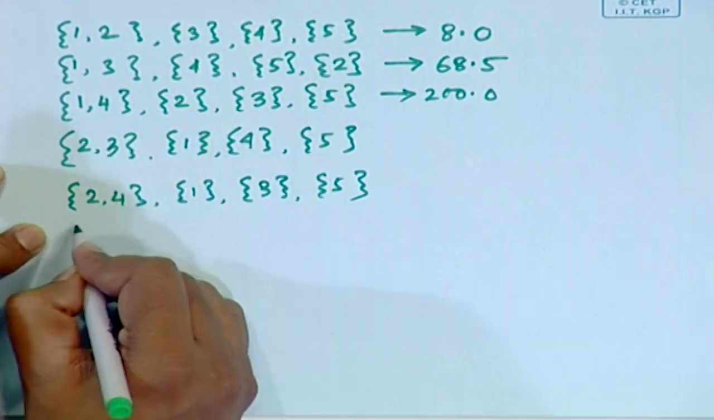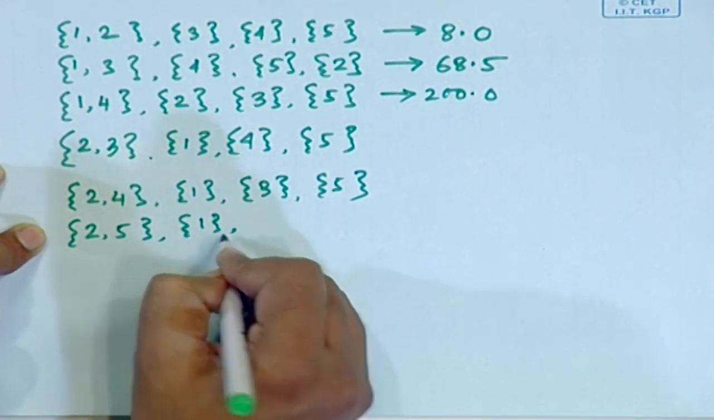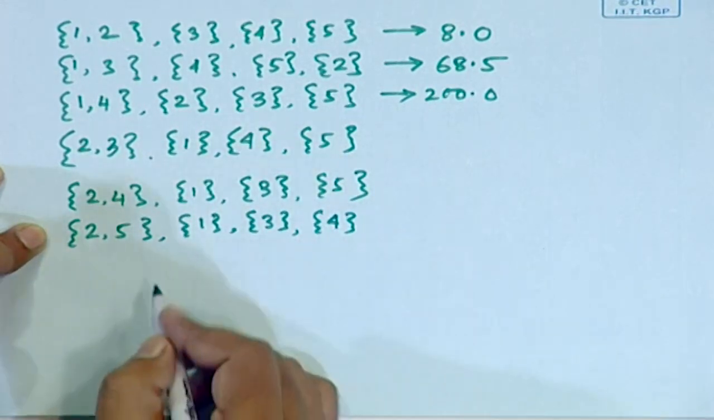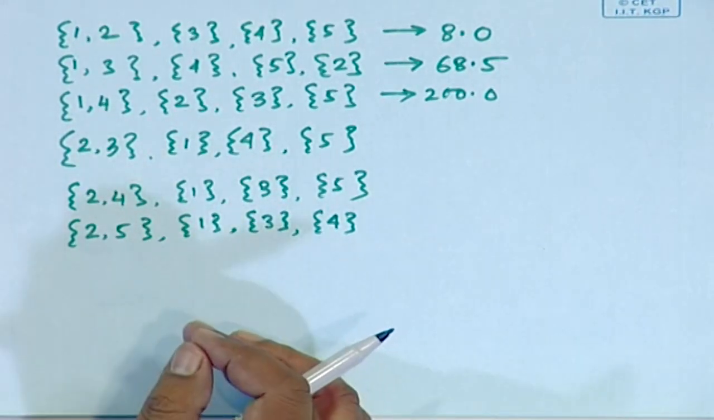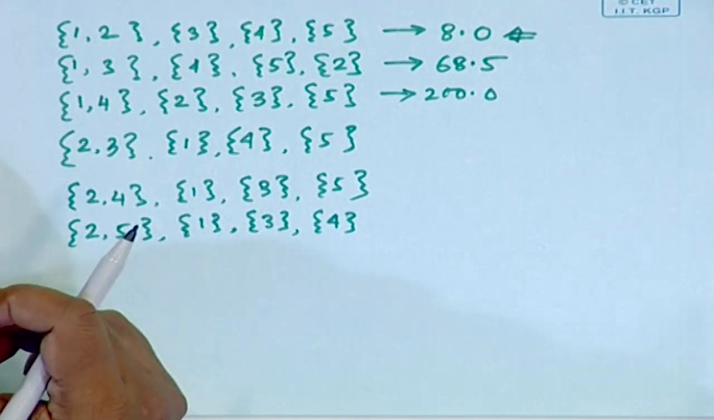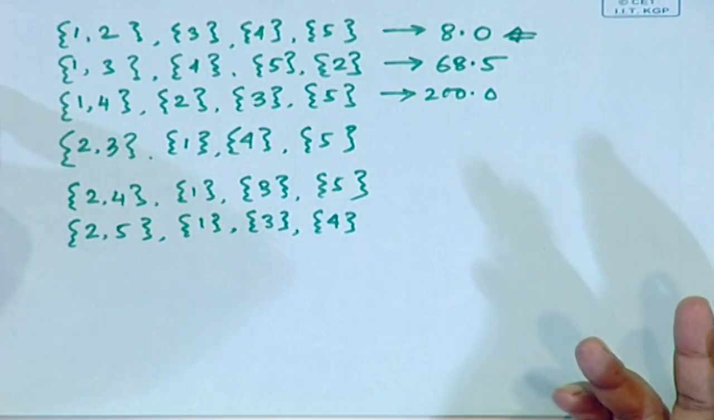I have to try out 2, 5, 1, 3, 4. So, in this manner, I have to try combining 2 clusters into a single cluster in all possible ways in which 2 clusters can be combined together. For each of these combinations, I have to compute the total error, and I have to accept that particular combination for which the total error is minimum. And this operation I have to perform n minus 1 number of times.